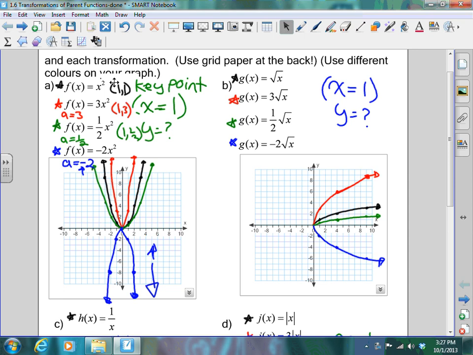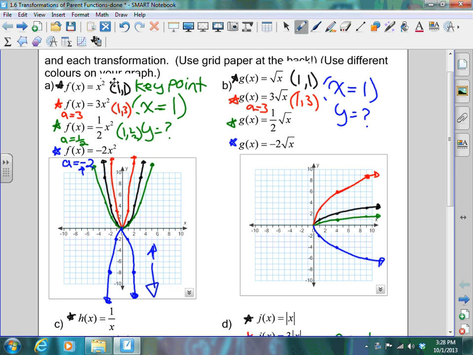Let's take a look at the second one, ladies and gentlemen. The key point, again, is going to be what's happening to y when x equals 1. So we look at our parent function, which is in the black. We notice that we've got the ordered pair 1, 1. That is true for all parent functions, ladies and gentlemen, that ordered pair 1, 1. When we look at the red, instead of 1, 1, it's now 1, 3. So again, that means that it's been stretched 3 times, so a equals 3.